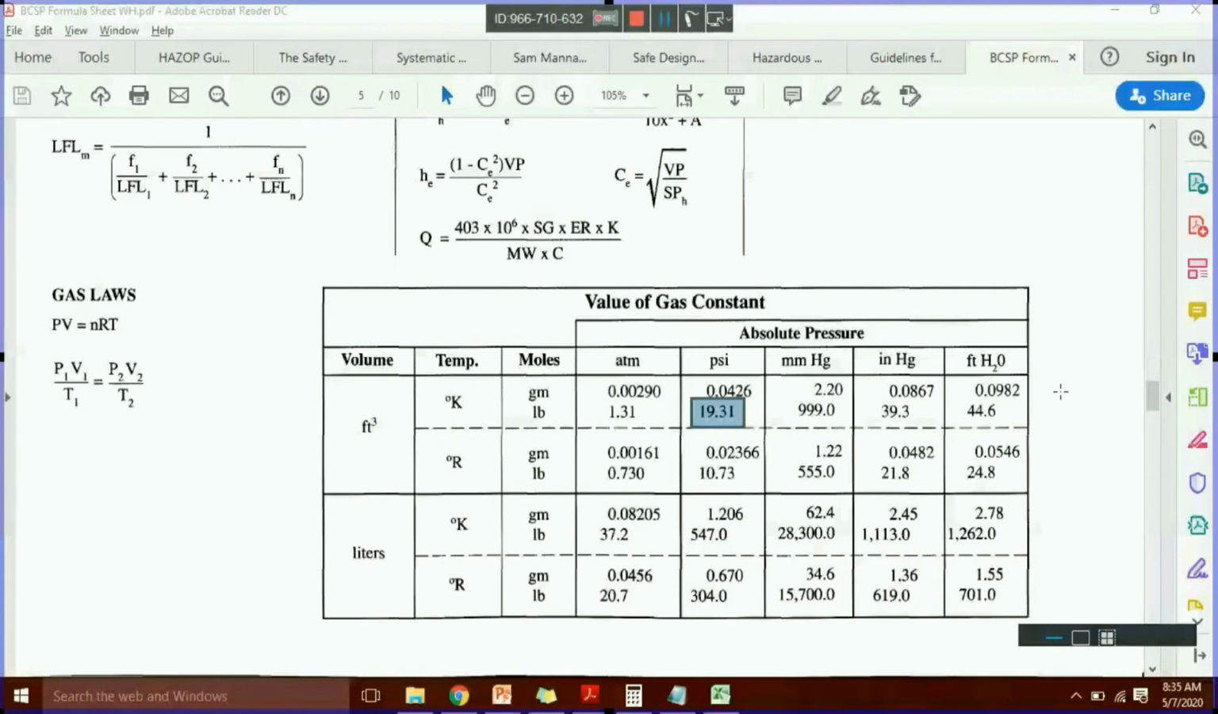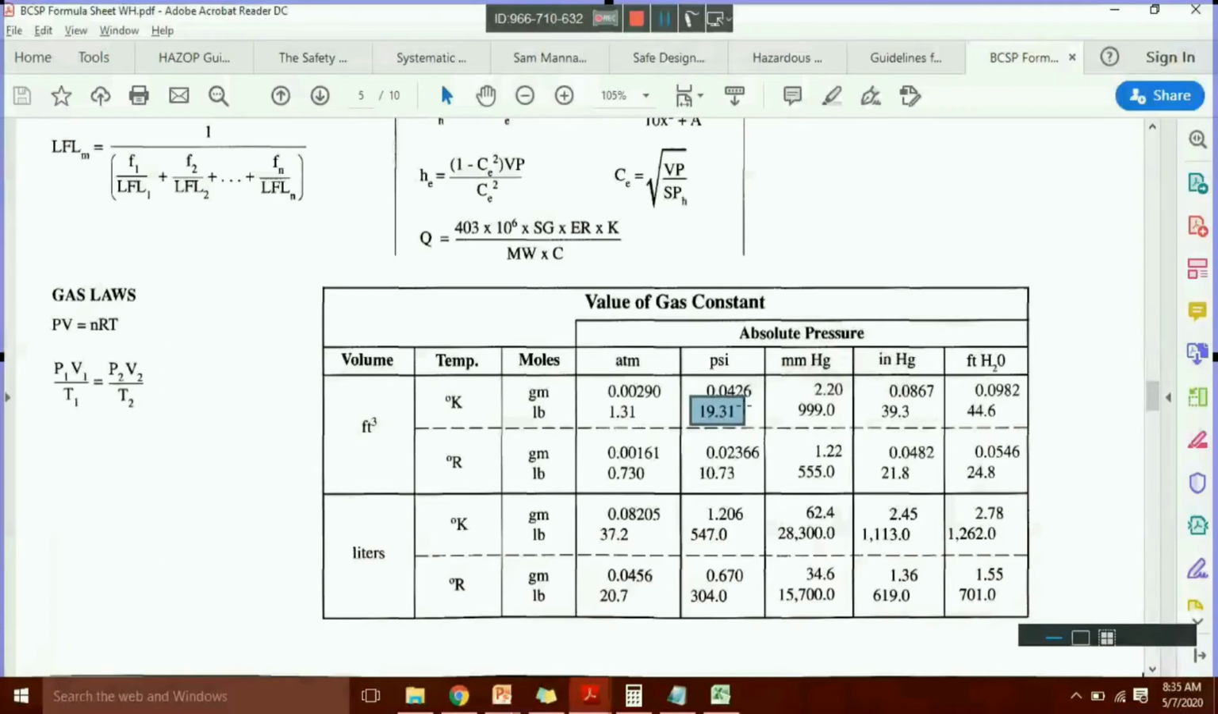Yeah. So I'm preferring to go with feet cube because my volume is in feet cube. Temperature I will choose Kelvin, and I will choose pounds, and I will choose PSI because I substituted absolute pressure in PSI. So my gas constant value will be 19.31, which is the R value.